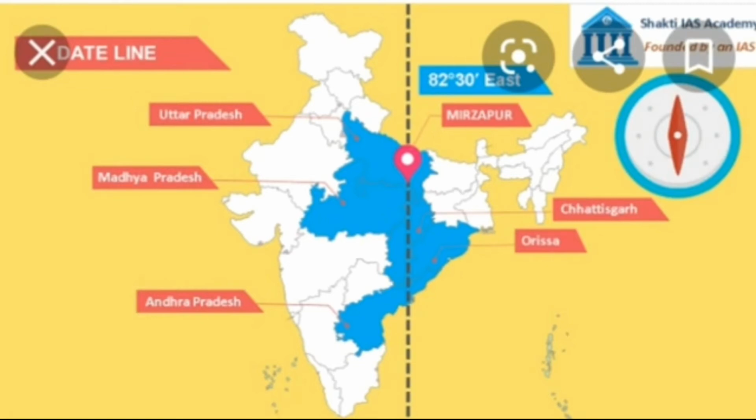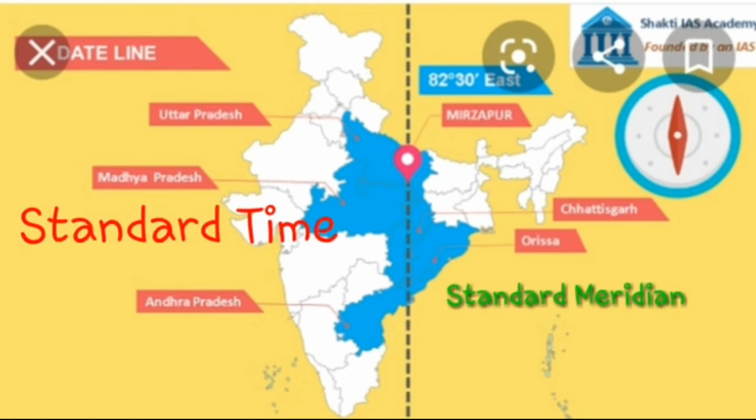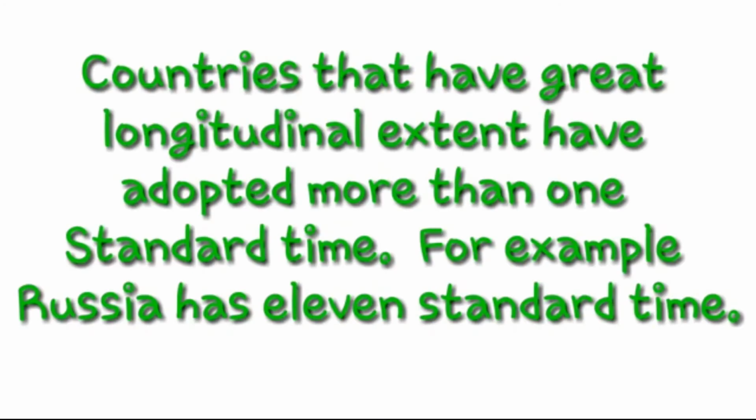In India, the longitude of 82.5 degrees east is treated as the standard meridian. The local time at this meridian is taken as the standard time for the whole country. It is known as the Indian Standard Time. Some countries which have great longitudinal extent have adopted more than one standard time. For example, in Russia, there are as many as 11 standard times.